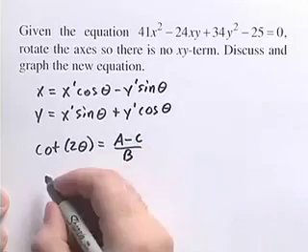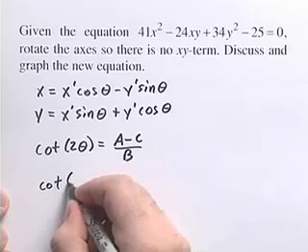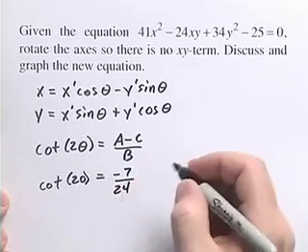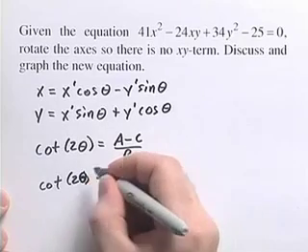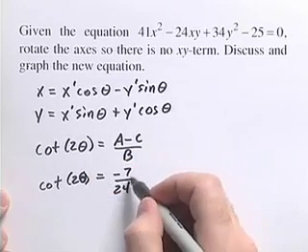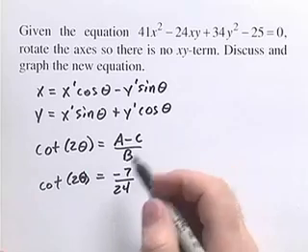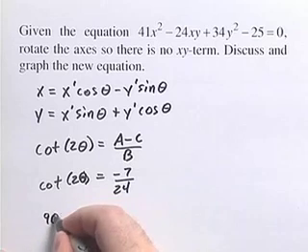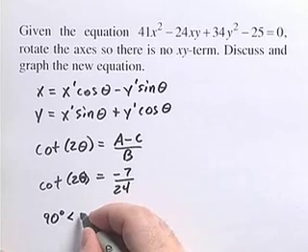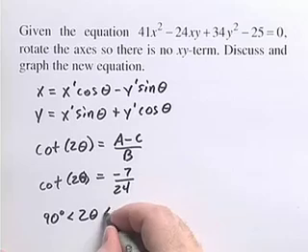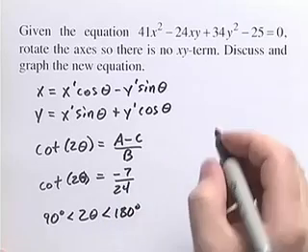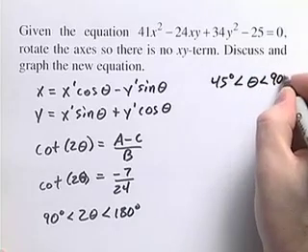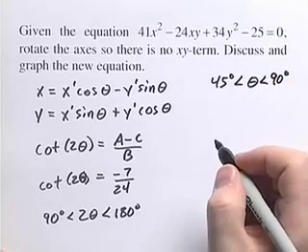That is, we need to solve the cotangent of 2 theta equals negative 7 over 24. Since the cotangent of 2 theta is negative, we can choose 2 theta to be between 90 degrees and 180 degrees, which means that theta is between 45 degrees and 90 degrees.